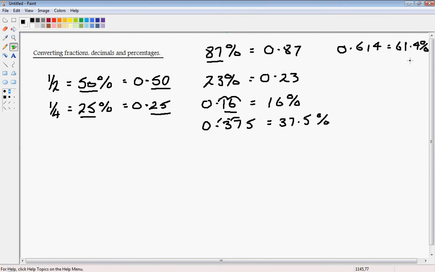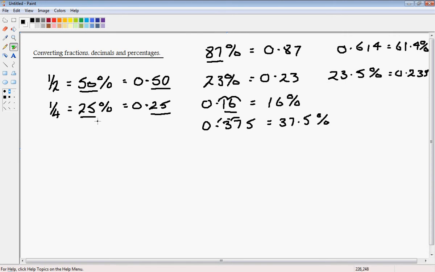Now the same is true if we go the other way. So if we have 23.5%, the decimal point just goes in the opposite direction. So we get 0.235. This is something that you can practice just by converting numbers, but I'm hoping that you can see that there's a direct connection between percentages and decimals.